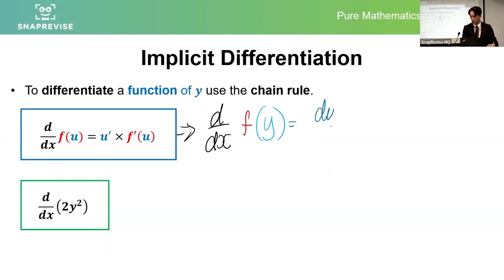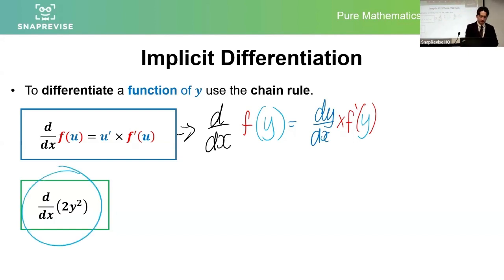So this will become dy dx times f dash of y. Differentiating the outermost thing with respect to what's in it would be f dash of the thing, but then you times by dy dx, because that's the derivative of y with respect to x. So if you ever differentiate a y term, you actually get a dy dx. So that's where this starts looking complicated.